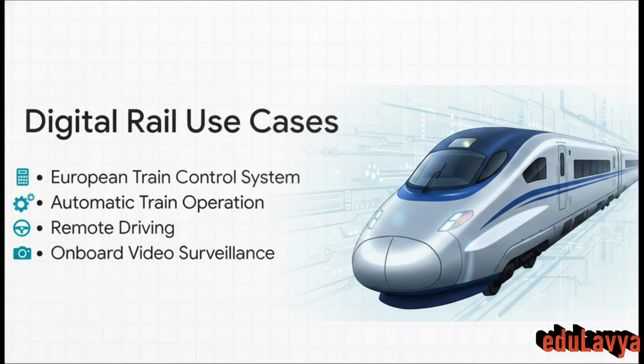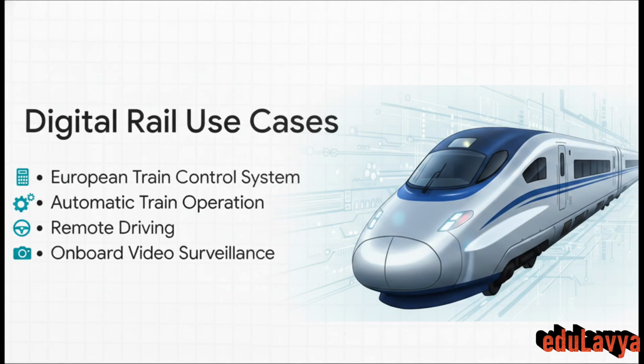Okay, let's dive into this. The entire push for FRMCS is really being driven by incredibly demanding, high-automation digital rail use cases. We aren't just sending tiny text packets here. We're talking about mission-critical applications, the European train control system, automatic train operation, and even remote driving. These require continuous, unbreakable service.